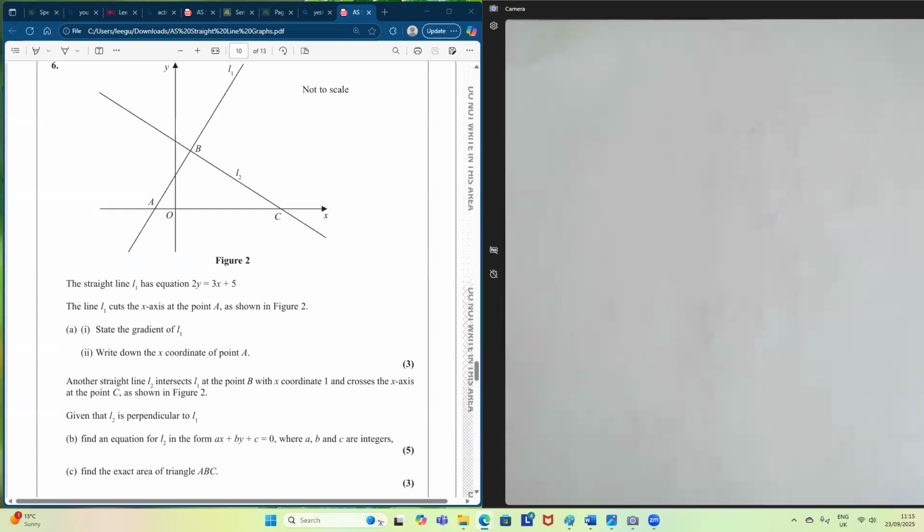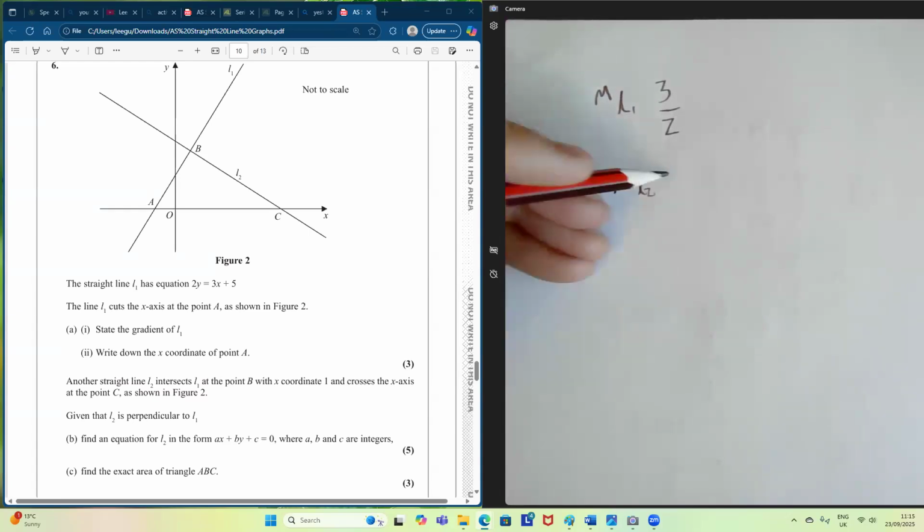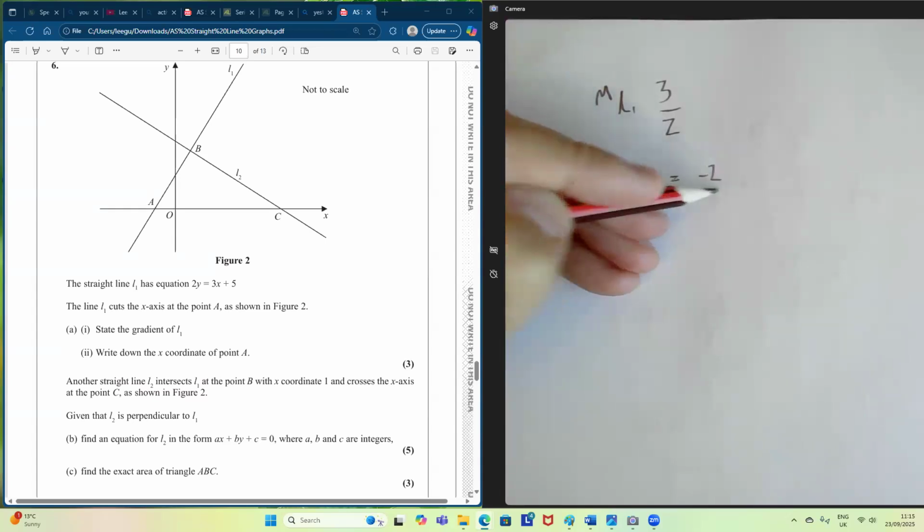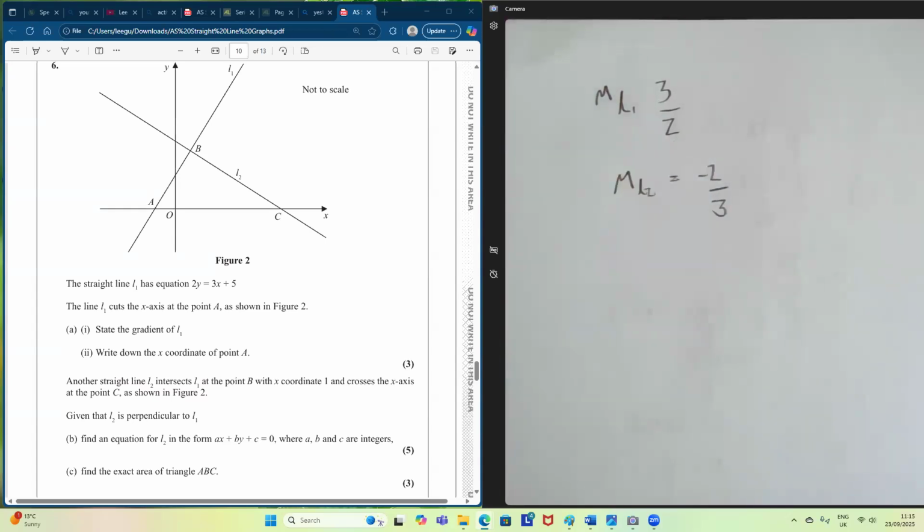So the first thing is we know that the gradient of L1 was 3 over 2. Okay, so that was our gradient of L1. So our gradient of L2 is going to be negative the reciprocal because they are perpendicular to each other. So the gradient of L2, I've written m for gradient, is going to be minus 2 over 3. So we've got its gradient.